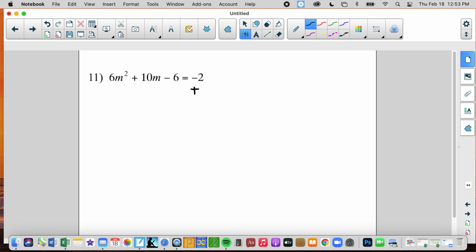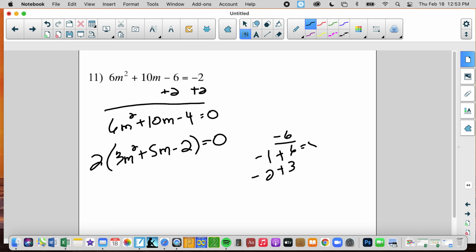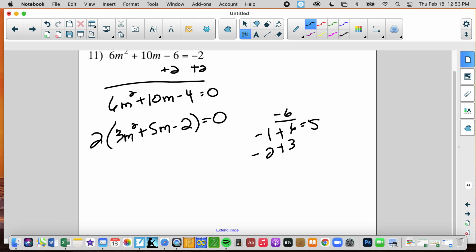All right, number 11, let's add that over. 6m squared plus 10m minus 4 equals 0. There's a 2 that we can factor out. That gives me 3m squared plus 5m minus 2 equals 0. 3 times 2 is negative 6. 1 and 6, 2 and 3. Signs are different. Bigger is positive. That gives me my 5. So that becomes 3m squared minus m plus 6m minus 2 equals 0.